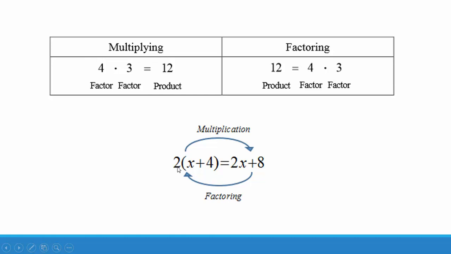In our last chapter, we were given a problem like this: 2 times the quantity x plus 4, and we multiplied the 2 through to get 2x plus 8. In this chapter, we will be given something such as 2x plus 8, and we want to factor it as 2 times the quantity x plus 4. So factoring is the reverse operation of multiplication.